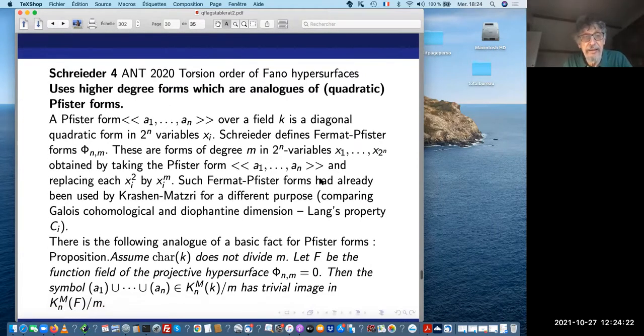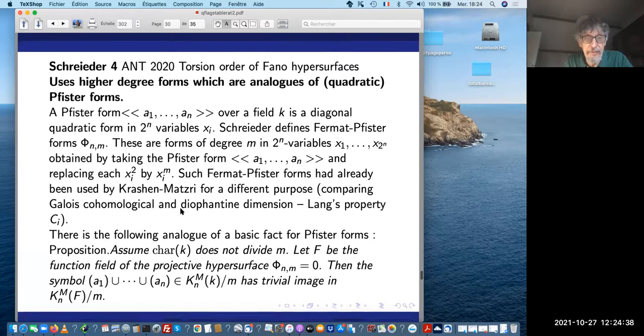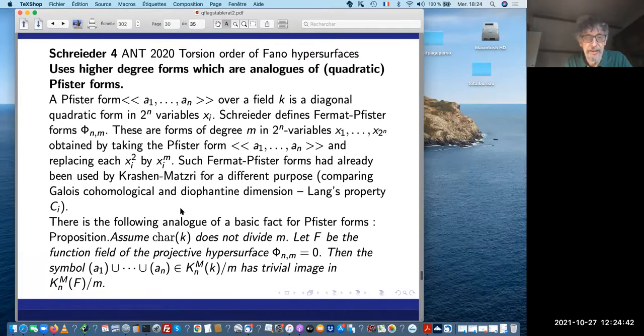And in fact, it turns out that these Fermat Pfister forms had already been discovered and used by Krashen and Matzri for a different purpose. They used them to compare Galois cohomological dimension and Diophantine dimension. This is the C_i property of Lang. That's a nice paper, in fact, of Krashen and Matzri, which I didn't know, but I discovered. So this was a few years ago.